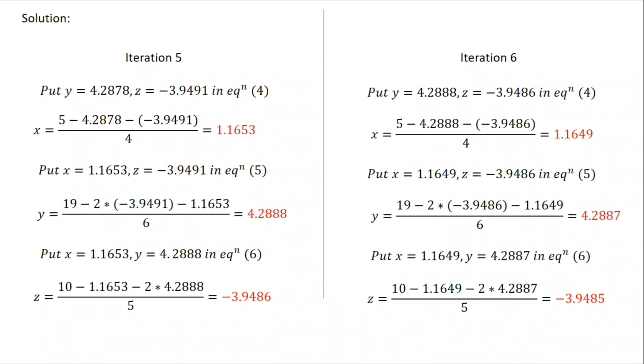So we can conclude the final values of the unknowns x, y and z. Here x is equal to 1.1649, y is 4.2887 and z is minus 3.9485. So in this way we can do the iterations and find the unknowns using the Gauss-Seidel method.